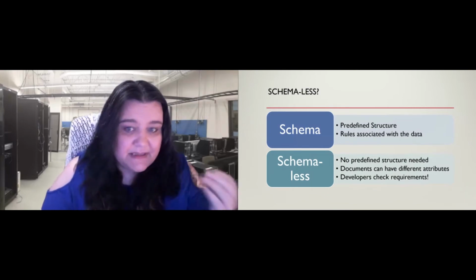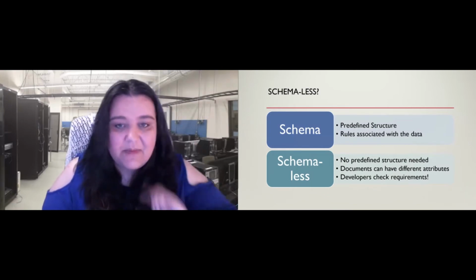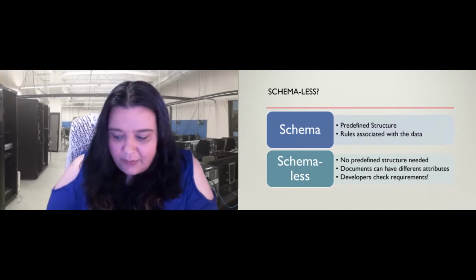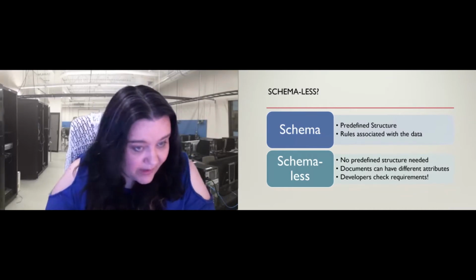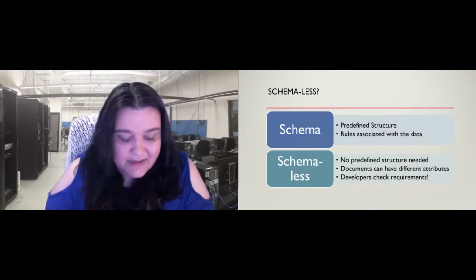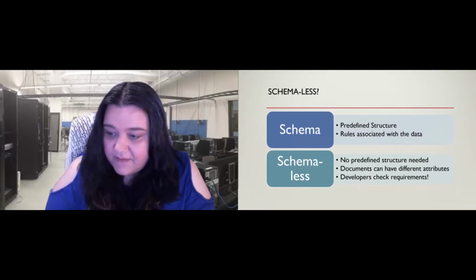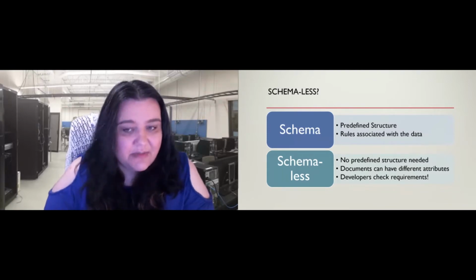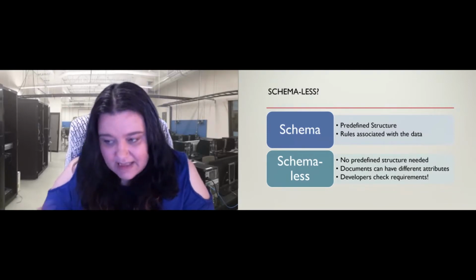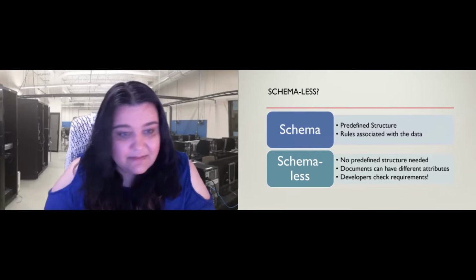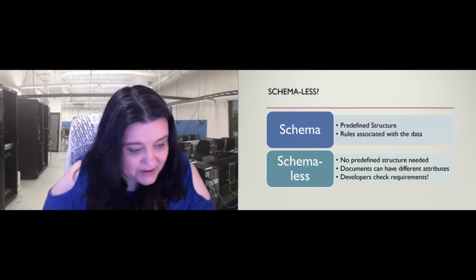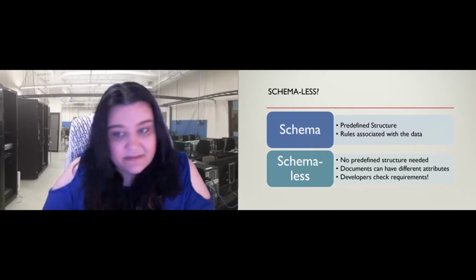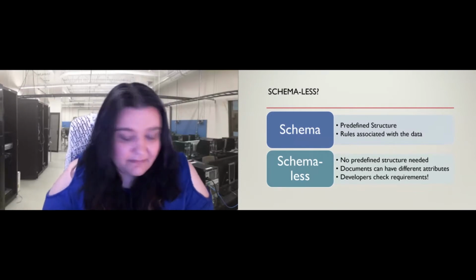I talked about the schema systems and the relational databases needing rules for things that are required. With NoSQL databases, the developers check the requirements. So it's up to the developer in the front end to make sure that the required information is saved into the database in the correct format.